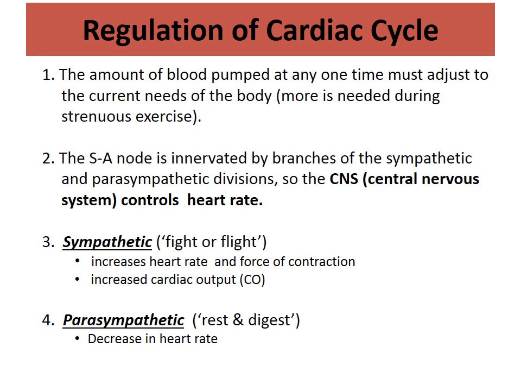So we talked about the SA node being able to generate its own action potentials, which means that it's going to determine the rate of the cardiac cycle, how often the heart is beating. But the SA node also gets a nerve supply from the central nervous system. They're both branches of the autonomic nervous system. The sympathetic and parasympathetic branches of the autonomics will innervate the SA node.